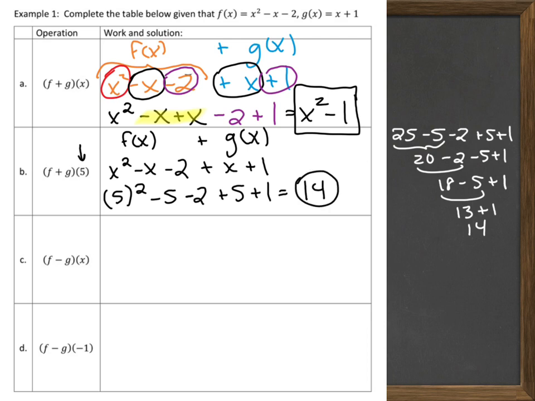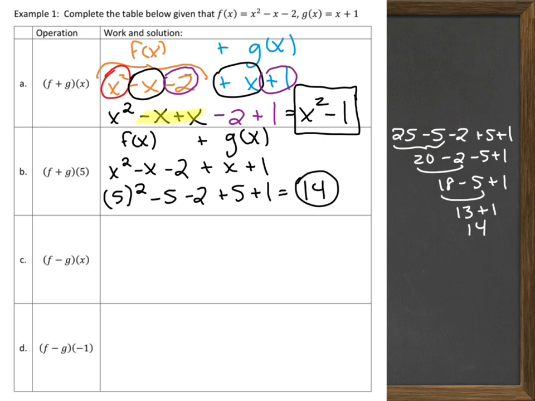So let's step back for a minute and compare and contrast part A and part B. Notice in part A, I still have x. I still have a variable in my answer. And the reason is that I wasn't given a value of x. I was just given a symbolic representation.